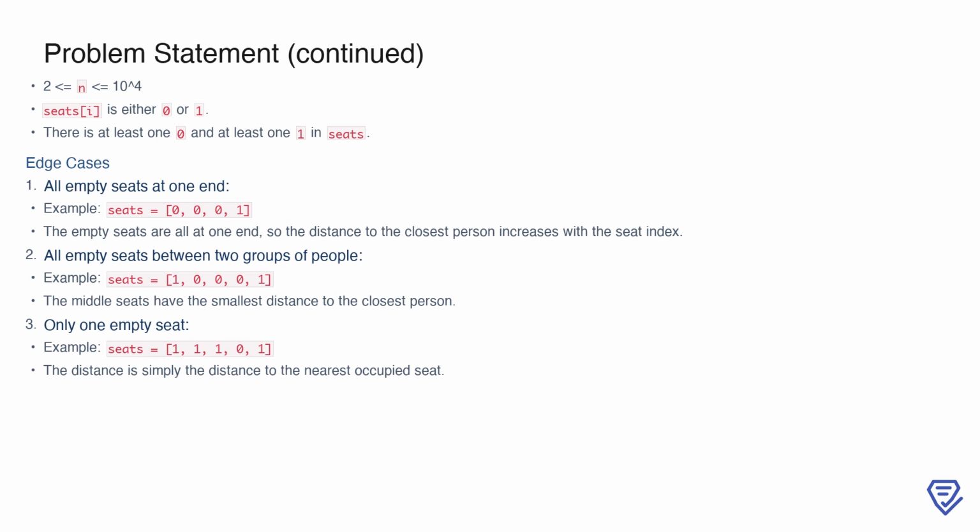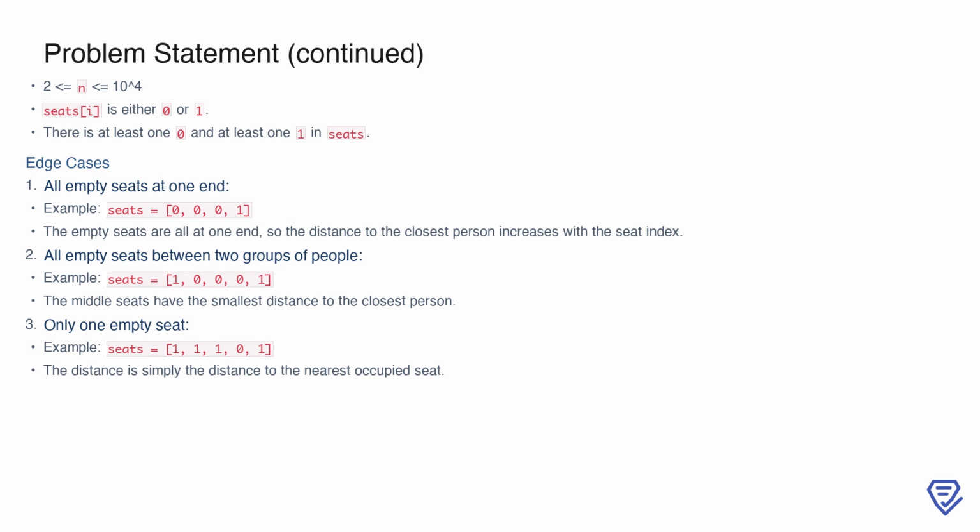When solving this problem, there are a few edge cases to be mindful of. First, consider the scenario where all empty seats are at one end of the array. For example, in seats equals 0, 0, 0, 1, the distances to the closest person increase as you move farther from the occupied seat. Next, think about cases where empty seats are surrounded by groups of people. For instance, in seats equals 1, 0, 0, 0, 1, the middle seats will have smaller distances to the closest person compared to the seats at the edges.